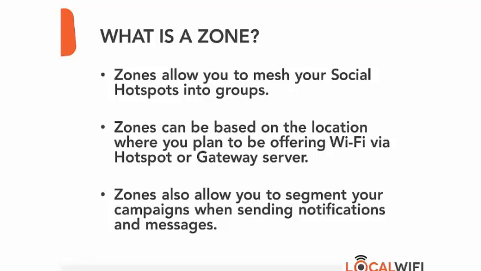It can be based on the location where you plant your offerings. So you can have, let's say, by city or by region or by segment, or you can do it by hotspot or gateway. So if you have a larger gateway, you can actually segment each one of those in a zone, and each device can be in the zone, as you'll see in a second. And zones allow you to segment your campaign when sending notifications and messages. So if you have multiple hotspots in the zone, you can choose to send a notification to the zone, which will ultimately send it to everyone in the zone, being all those hotspots.